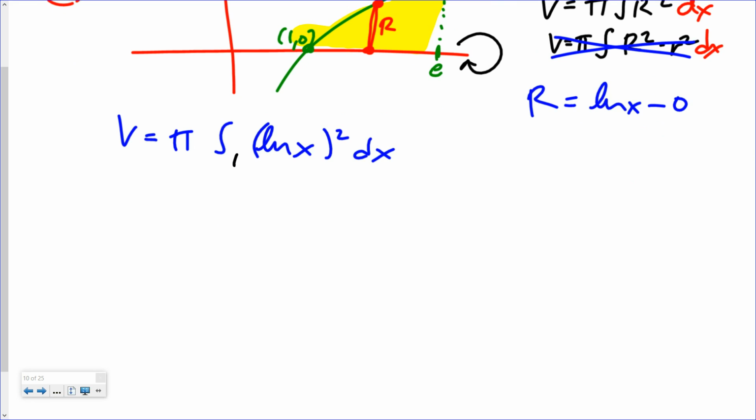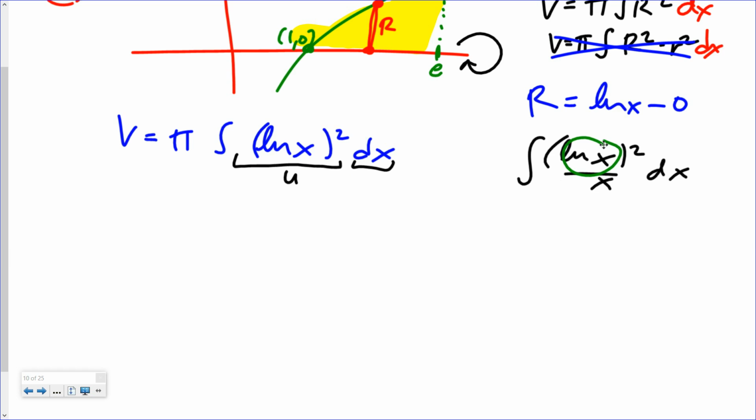It is an integration by parts problem. If I had something like this, it wouldn't be. Just FYI, the derivative of ln of x is actually 1 over x, so the x's would actually cancel out. If I had this problem, it'd be u substitution. But since I don't have this factor, it actually is an integration by parts problem.